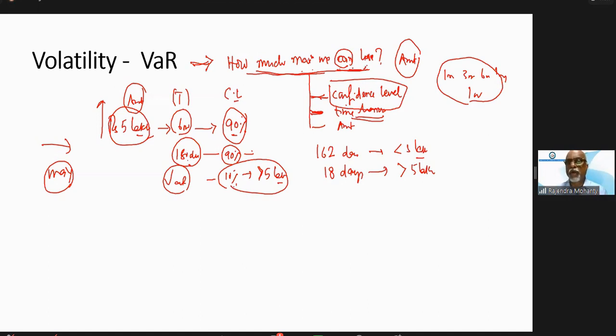So that's why I have written how much maximum we can lose. I have not said how much maximum we are going to lose. It is not guaranteed that you are going to lose. We are preparing ourselves. If that will be the loss, then we should be ready with the amount of capital we need to cover that loss.